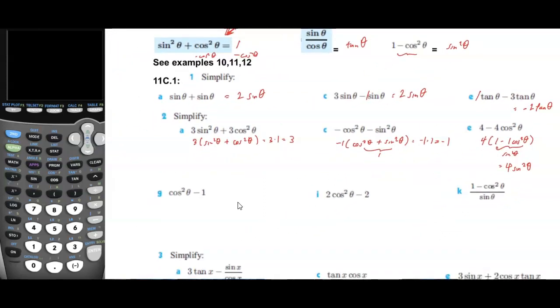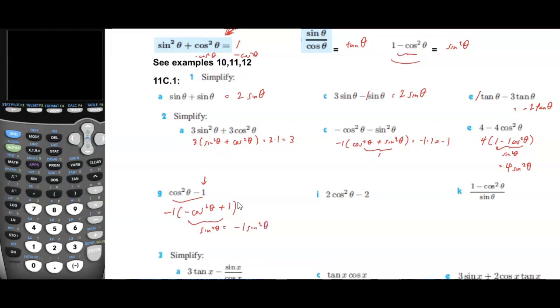Cosine squared theta minus 1. Ooh, this looks suspicious too. One thing you can do if you don't want to think about this backwards is I could replace the 1 with sine squared plus cosine squared, and then I would eventually get it. Okay, we'll do that in a second. But first of all, I'm just going to say, oh, this looks a lot like this. It's just the opposite. So I'm going to factor out a negative 1, and I would end up with negative cosine squared theta plus 1. And now the inside does look like this, and I can replace with sine squared theta. And then I could just multiply the two together, and I get negative 1 sine squared theta, right?